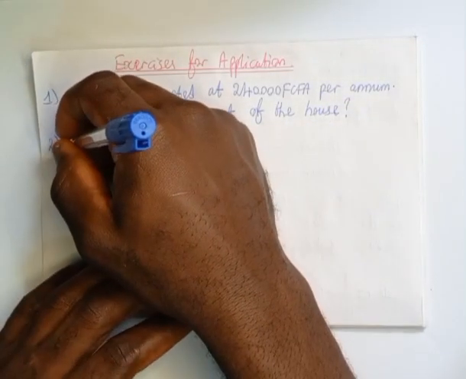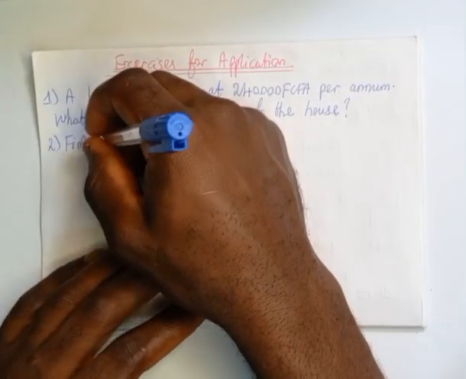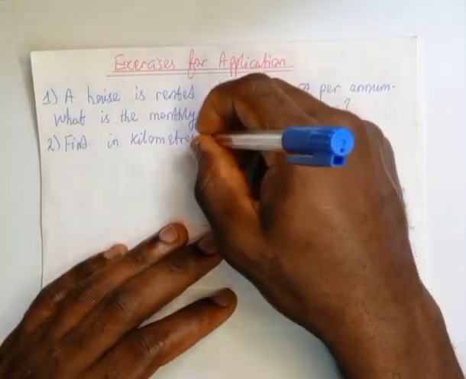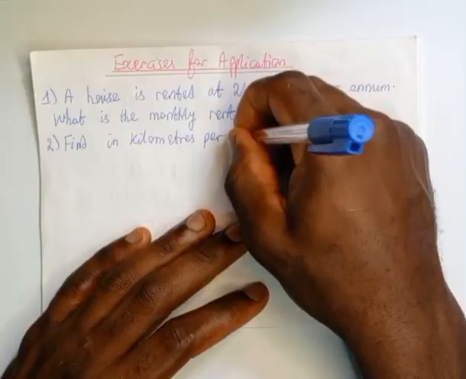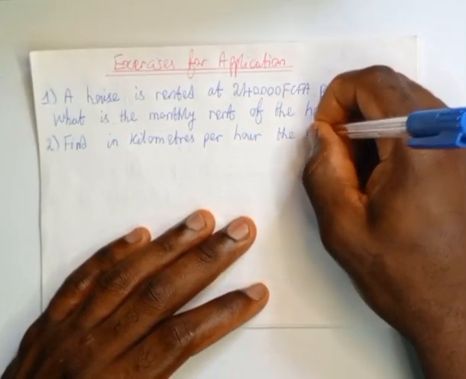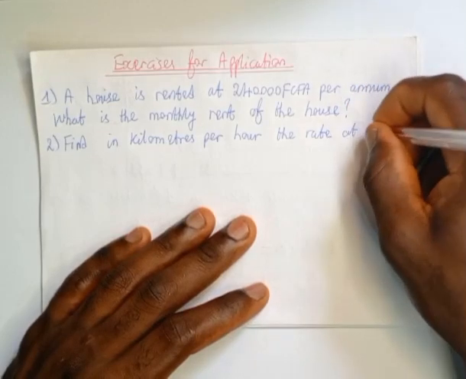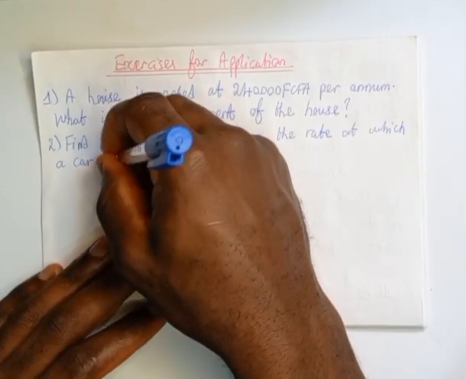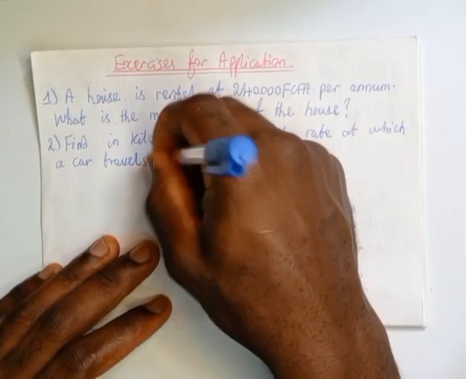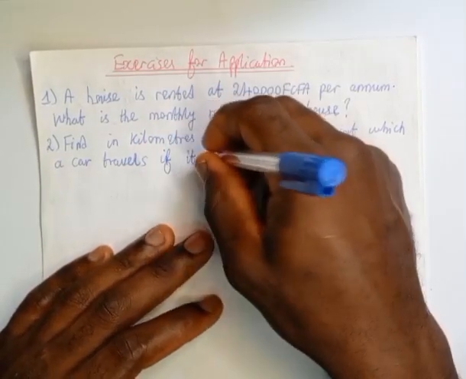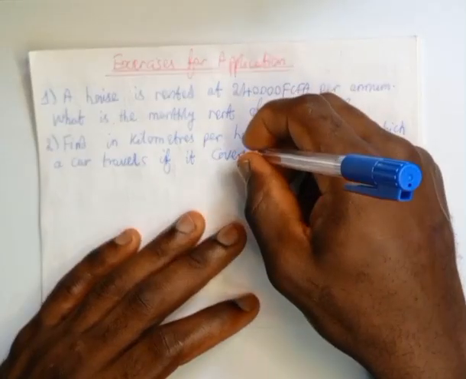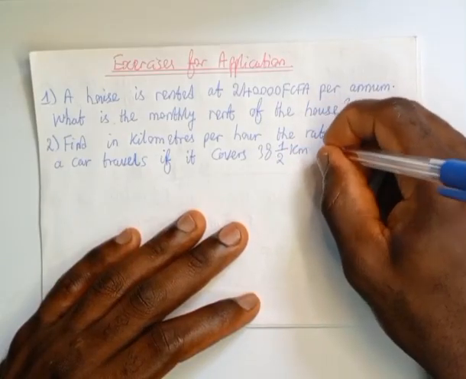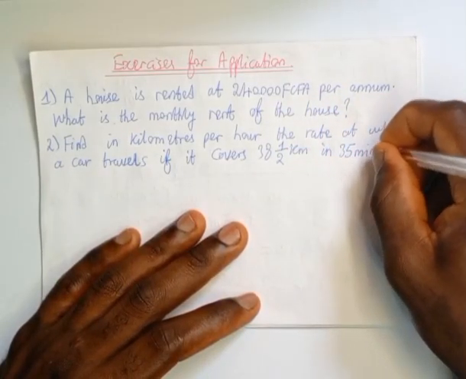Question 2. Find in kilometers per hour the rate at which a car travels if it covers 38.5 kilometers in 35 minutes.